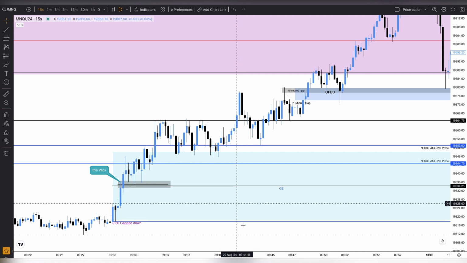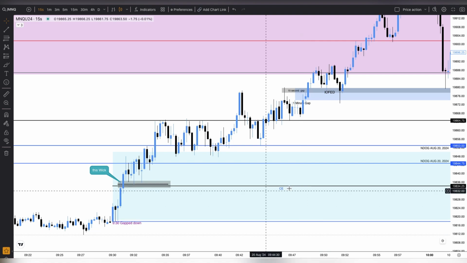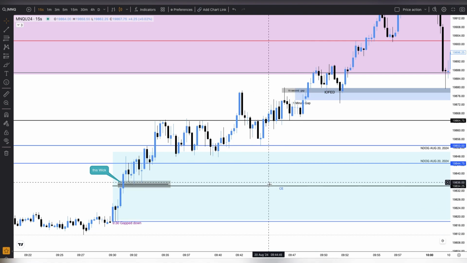In most cases, price will only fill half of the gap before reversing. This midpoint level is often where price retraces before quickly moving in the opposite direction. And ICT suggested using this concept for bread and butter setups.